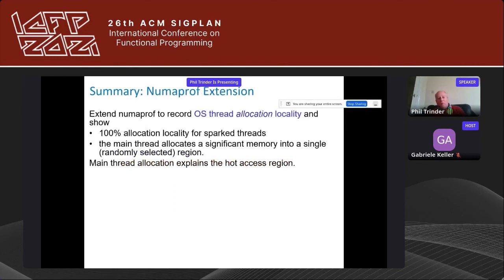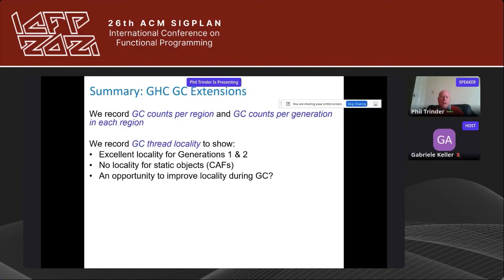We extended NUMAProf using the MALT tool to look at allocation locality. Unsurprisingly, there's 100% allocation locality for sparked threads, but the main thread allocates a significant amount of memory into a single randomly selected region, and that region explains the hot region in the access profiles. We extended GHC to look at GC counts per region and per generation per region. Honestly, didn't learn very much.